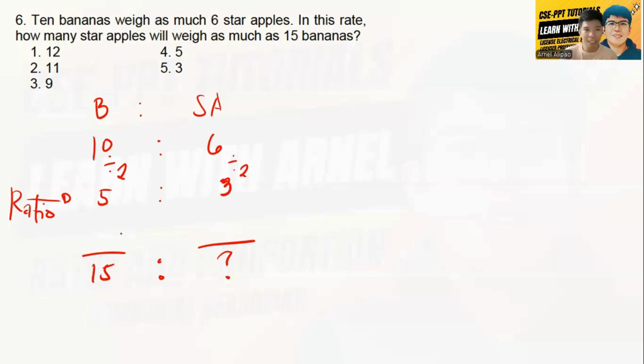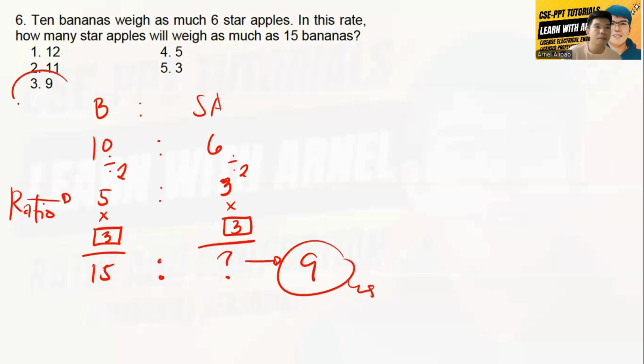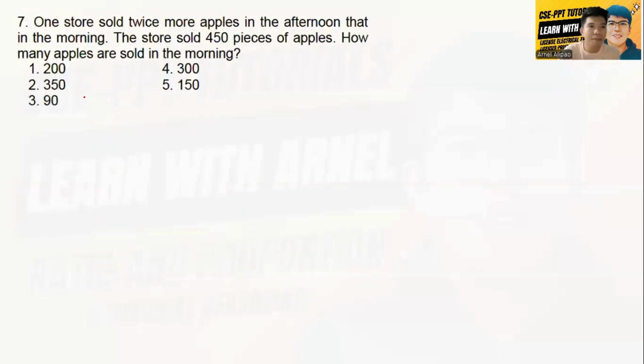Now, from that, what are we gonna multiply by 5 so that we can get 15? We can multiply that by 3. So we have to multiply the same number. 3 times 3 is 9. This is our answer. It's easy. So let's proceed.